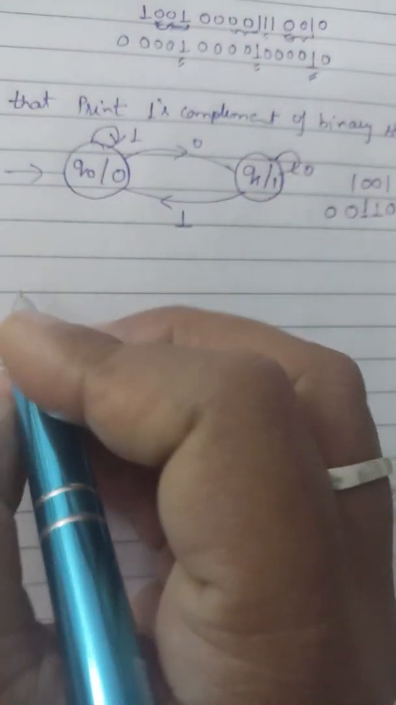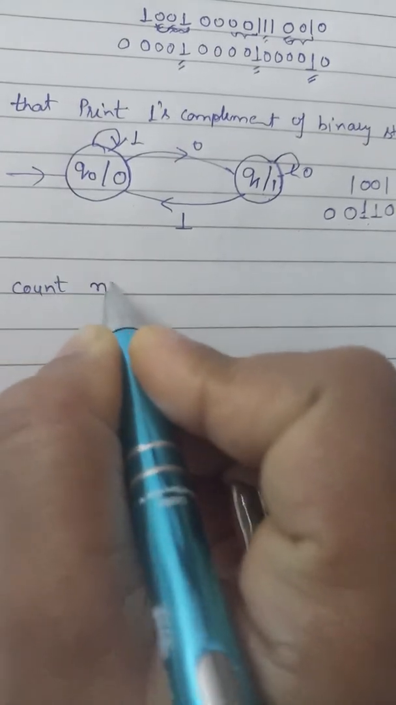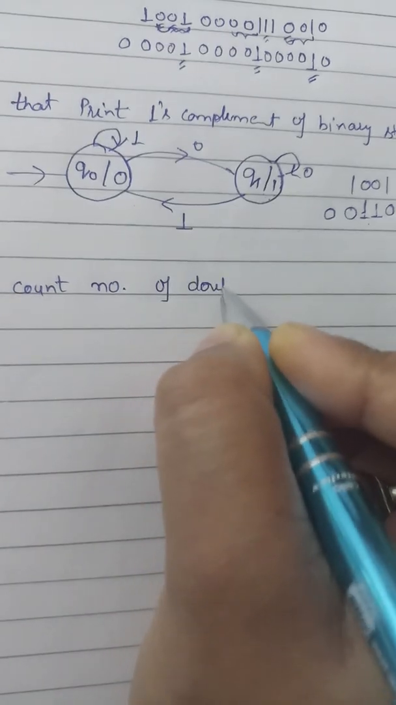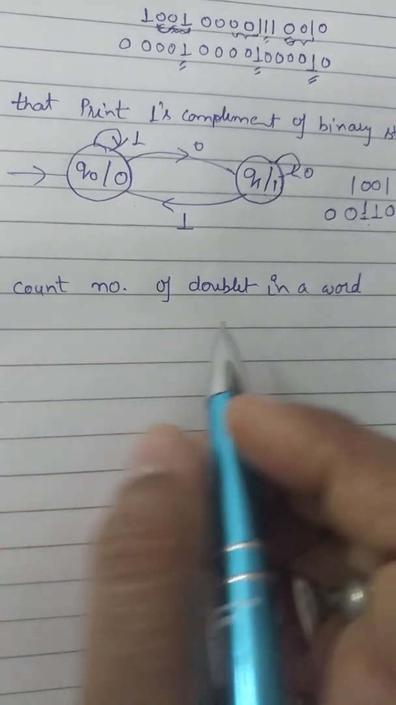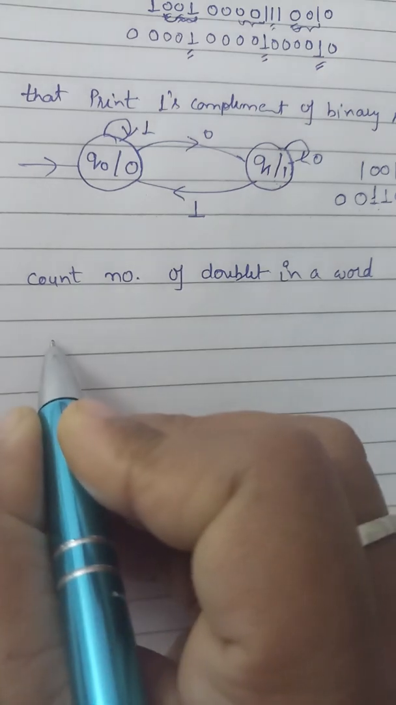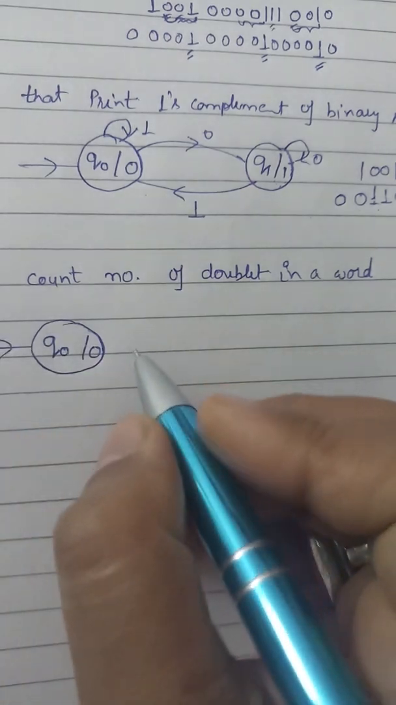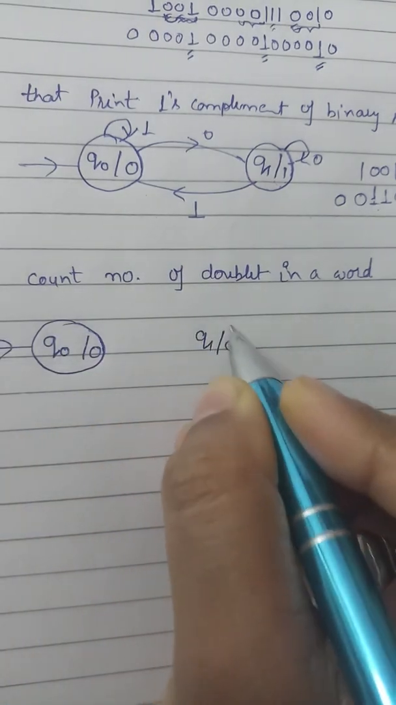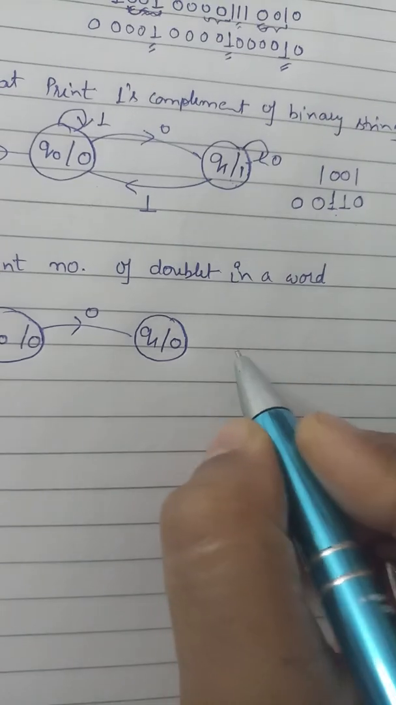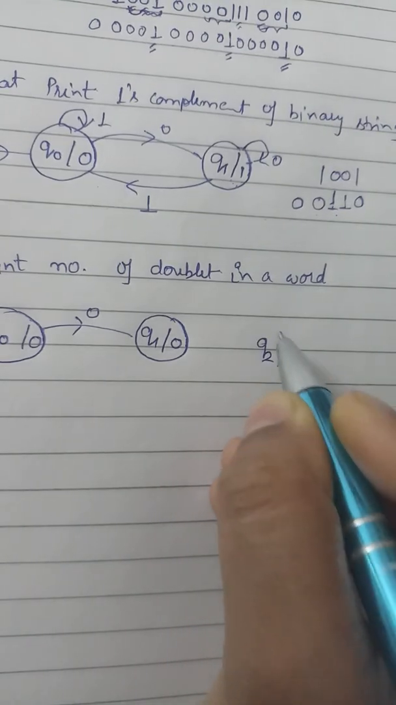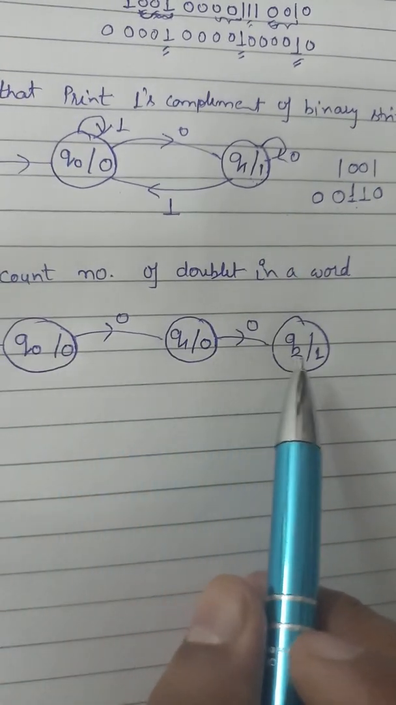Now move to the next. Draw a Moore machine that counts the number of doublets in a word. We start with the Q0 initial state. Make a 0. Q0 to Q1, 0, 1 0. Then Q2, 1 2 0. Whenever we get a doublet 2 0, then we get 1.